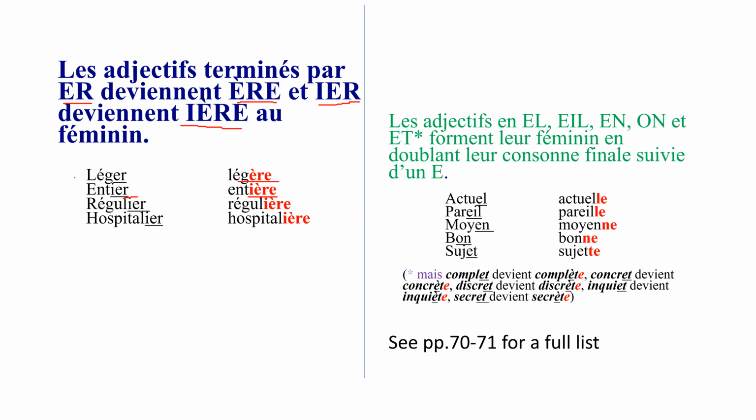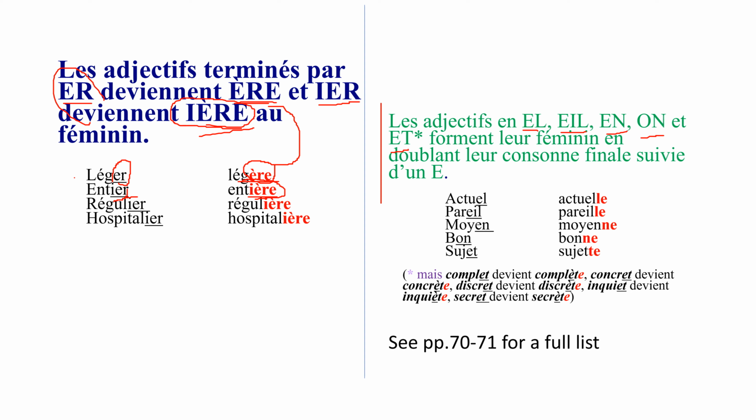Look here, ER, we change that. What do we put? E accent grave et AE, and here is your E accent grave et AE. Entier, IER devient IE accent grave et AE. Here is your IER, and IE accent grave et AE is right here. Régulier, régulière, hospitalier, hospitalière.